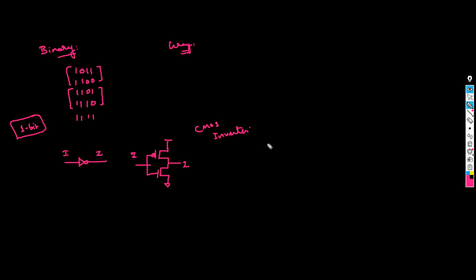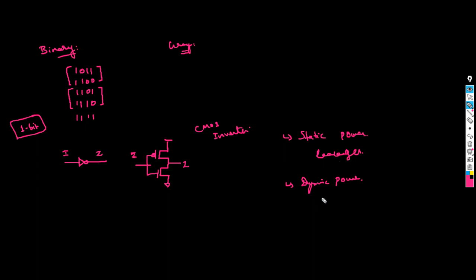Okay, now in the CMOS circuit, you have two basic things. One is static power, and the second is dynamic power. In static, we mainly call it all the leakages, all the leakages when the circuit is not switching.